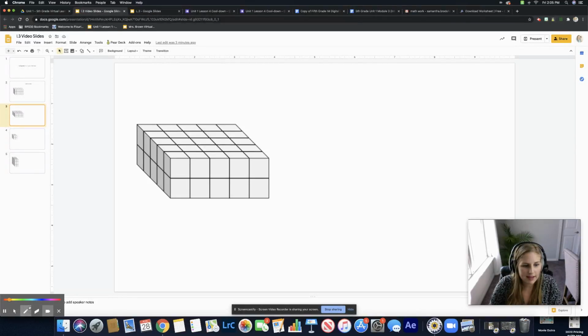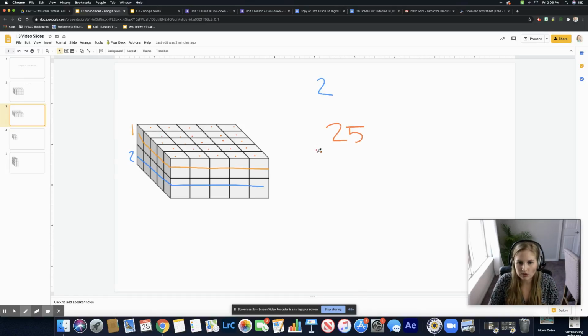All right, welcome back. Let's try to solve it together. So I can see that this figure has 2 layers. I have 1 layer there, and I have 1 layer here, 2. So 2 layers, and I need to know how many blocks are in each layer. So let's count them. 1, 2, 3, 4, 5, 6, 7, 8, 9, 10, 11, 12, 13, 14, 15, 16, 17, 18, 19, 20, 21, 22, 23, 24, 25. Each layer has 25 blocks in it, and I have 2 layers.